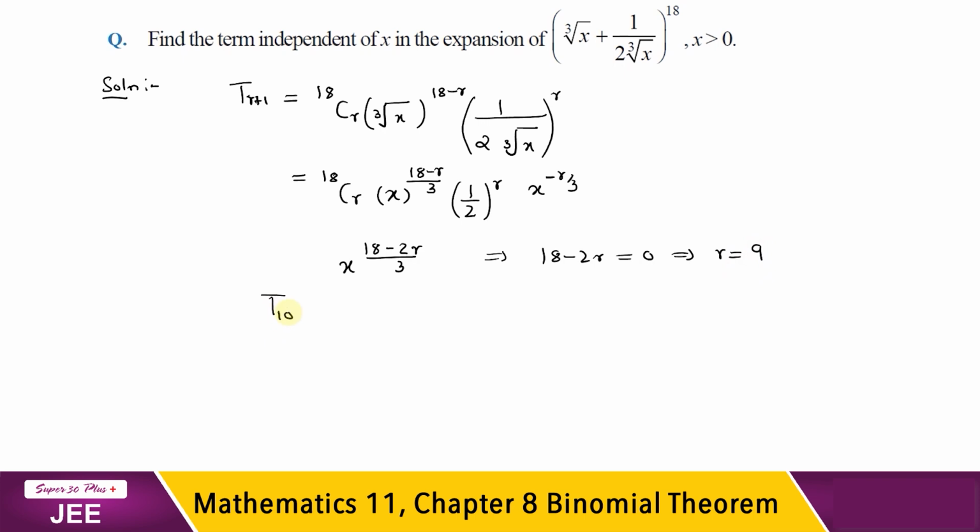Now we can easily calculate it. This is equal to 18c9 and 1 by 2 whole raised to the power 9. So this is the term independent of x in this binomial expansion. I hope everybody must have got this question.